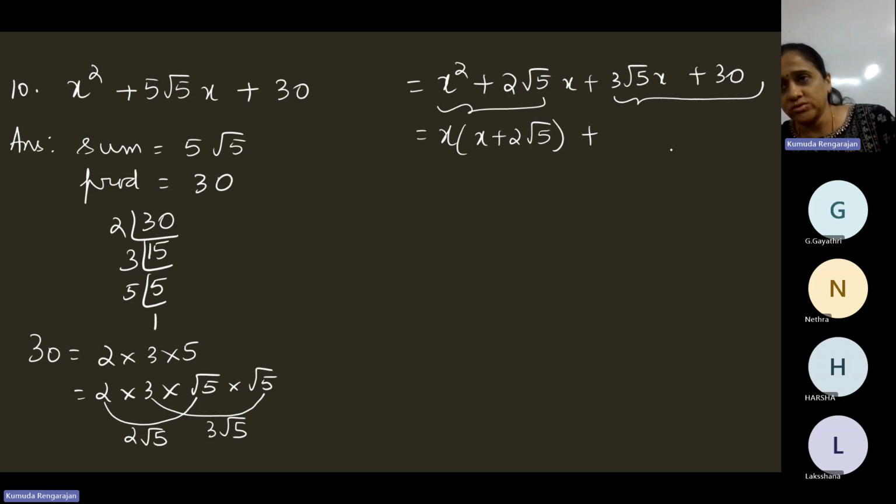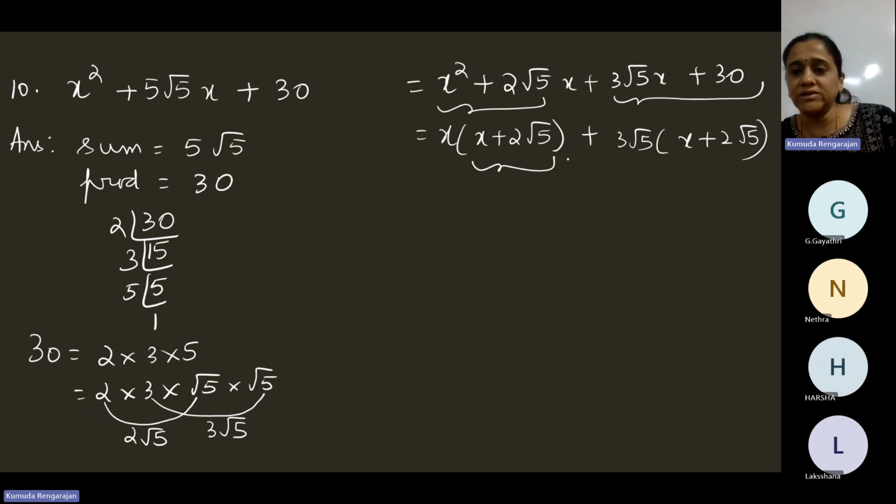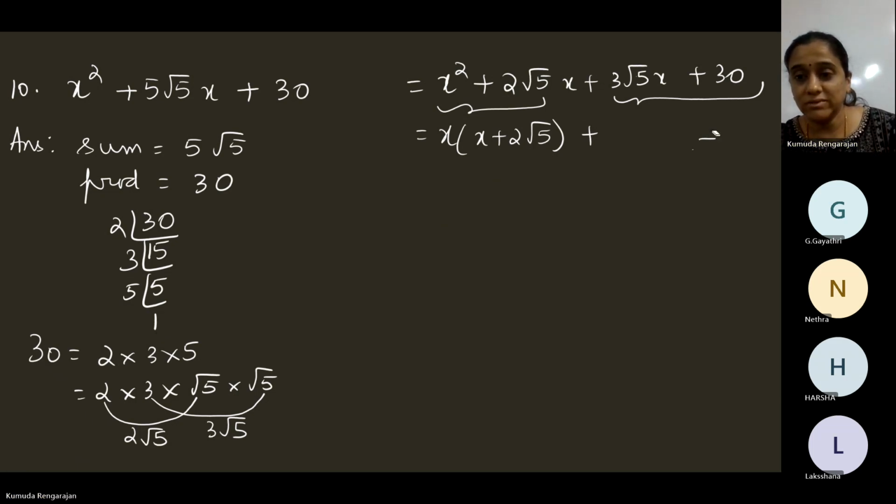Some schools, sometimes what we do, we write 2 root 5 already in the bracket, and then we'll just write 3 root 5 because 3 root 5 into x is 3 root 5x. We'll write this one as it is here, and then 3 root 5 into x is 3 root 5x, like this. So this is less strain. But we need to understand, yeah, you can do that. It's not wrong. But it's actually like this.